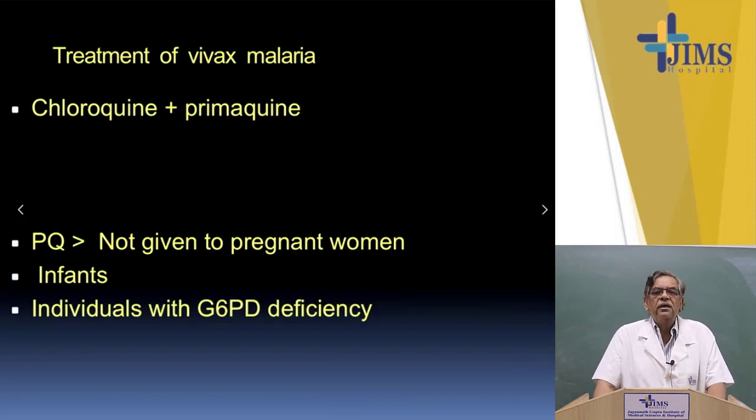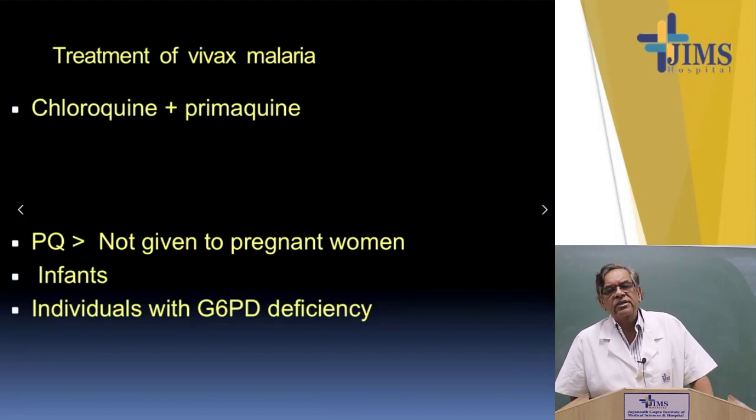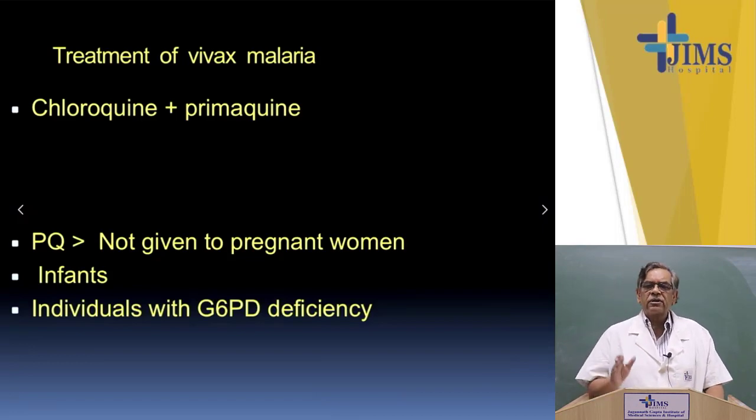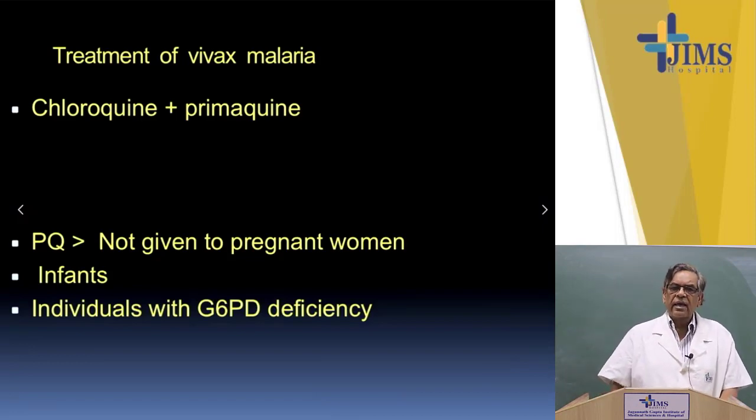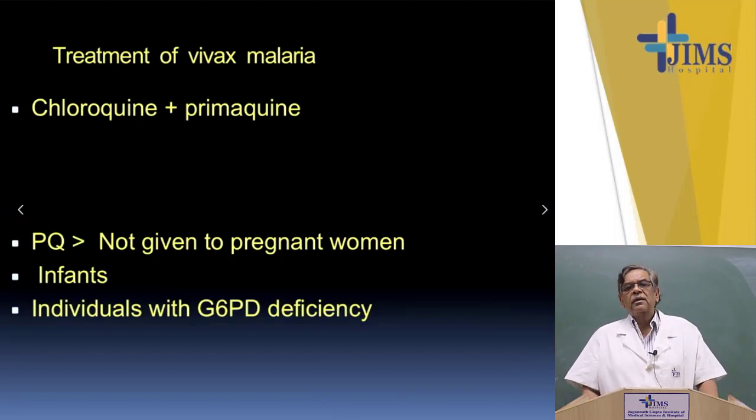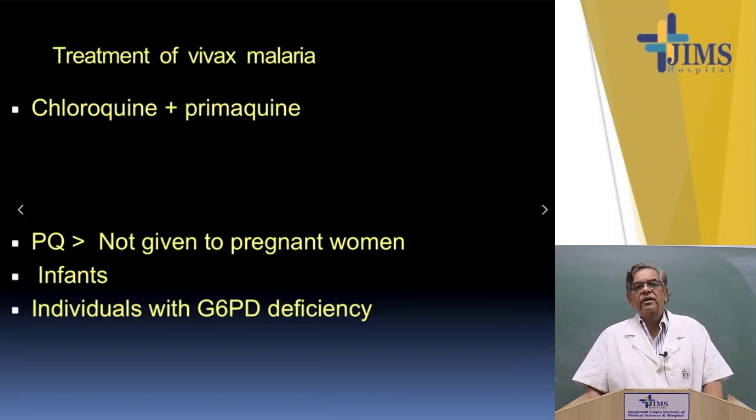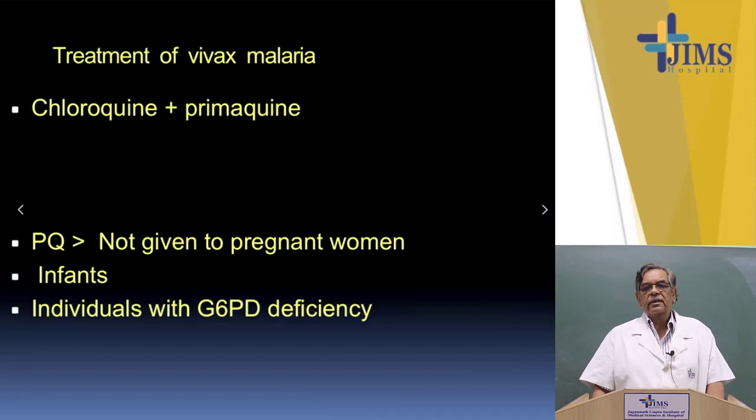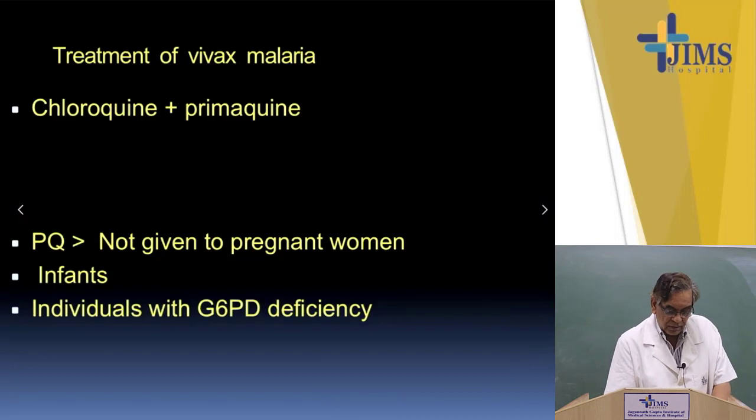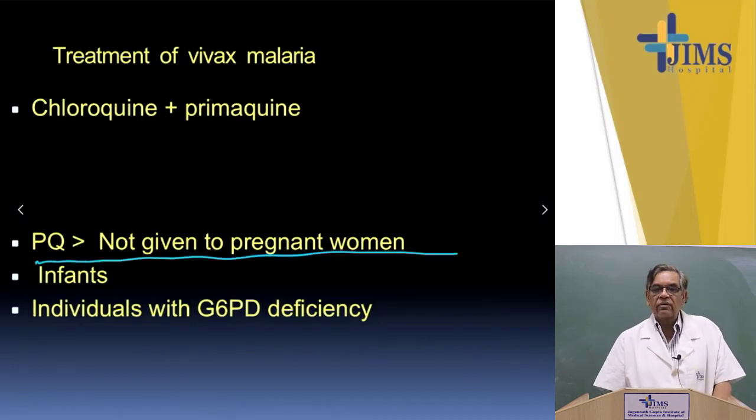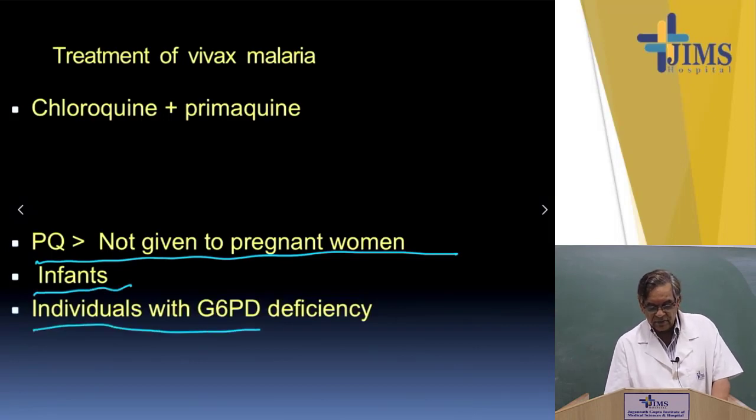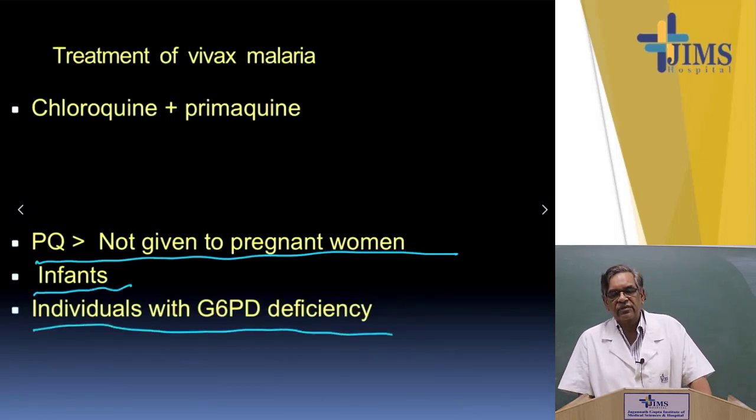Why do we give chloroquine? We give chloroquine because it is a blood schizonticidal drug. It kills the parasite in the erythrocytic cycle. And why do we give the primaquine? The primaquine is given to prevent the relapse because it acts on the hypnozoites. So then you can prevent relapse of P vivax malaria. But the only problem is that primaquine is not given to pregnant women, primaquine is not given to infants, and primaquine is also not given to individuals with G6PD deficiency.